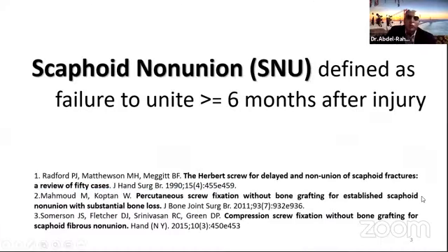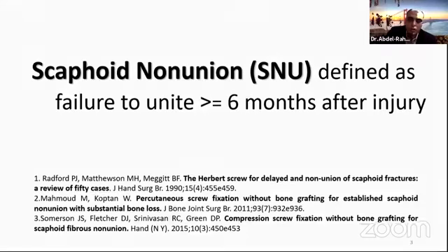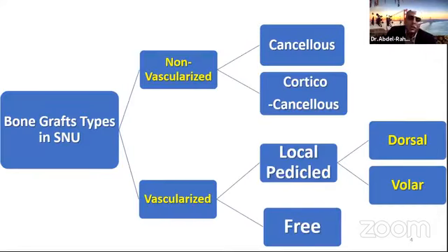You just need to remember that scaphoid non-union is defined as the failure of the fracture to unite for 6 months or more after the primary injury. And revising the options of the grafts that can be used in such cases, we have two major groups: the non-vascularized group and the vascularized flaps.